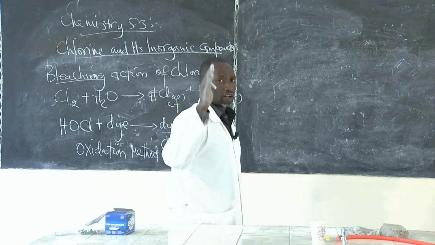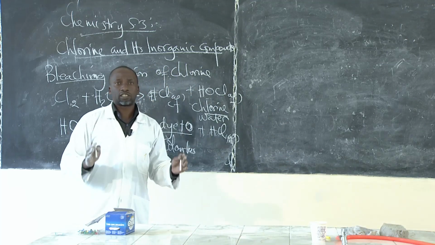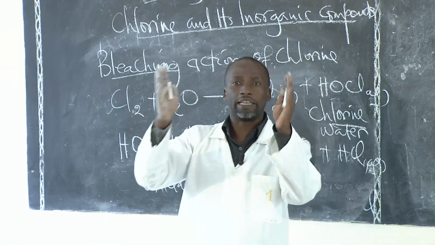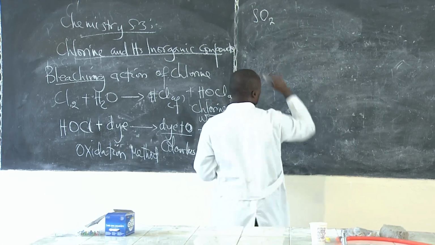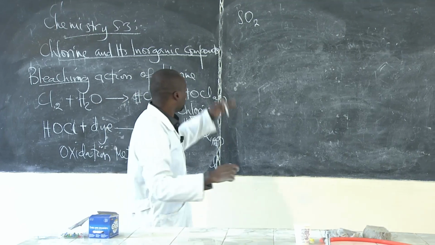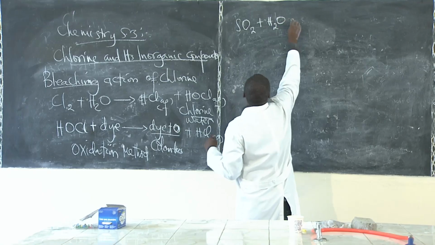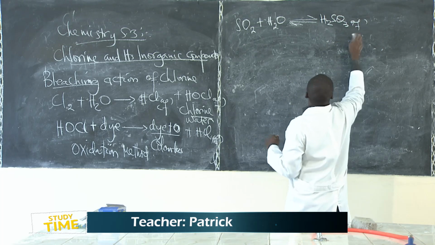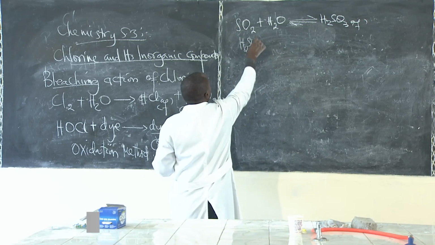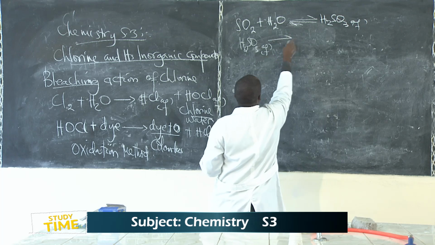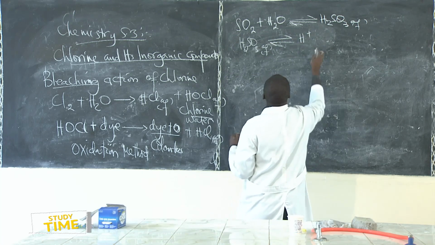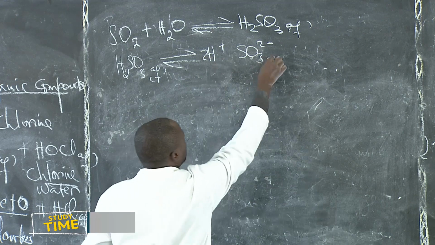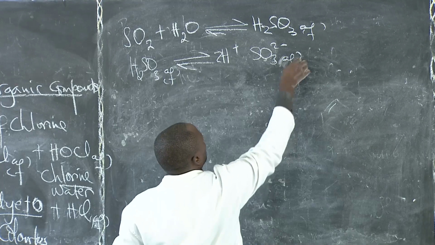I take this chance to also talk about the bleaching action of sulfur dioxide, because it is also a bleaching agent. Just a reminder: sulfur dioxide also does not bleach in the absence of water. It bleaches in the presence of water, and this forms a very weak acid, which is sulfurous acid. Because it is a very weak acid, it partially ionizes in solution to form hydrogen ions and sulfite ions. These ions are the ones responsible for the bleaching action.